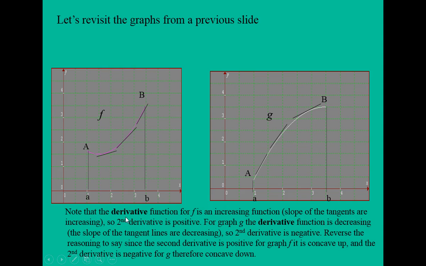And you could reverse the reasoning to say, since the second derivative is positive for f, the graph of the function is concave up, and the second derivative is negative for g, therefore it is concave downward. So this again indicates that we're going to be able to determine the concavity of a graph by looking at the second derivative.